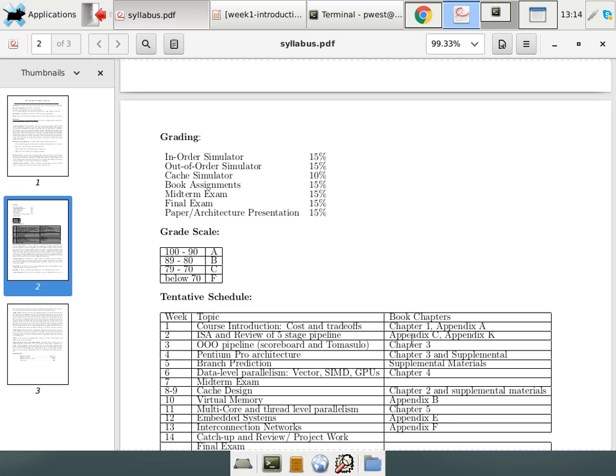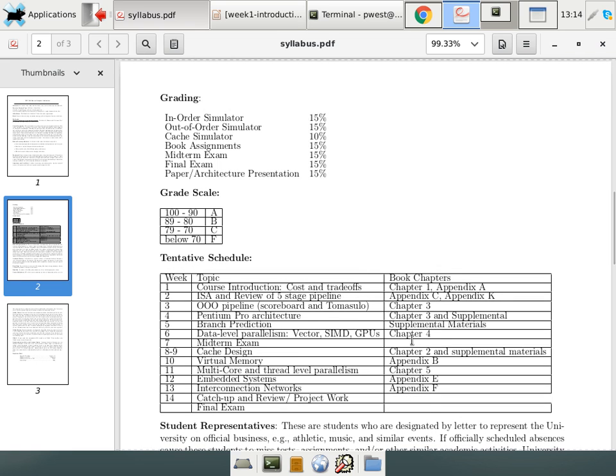There will be some book assignments. I believe there's 5 or 6 of them, and those will be 15%. Midterm and finals 15%, and then your last survey architecture research paper is 15% as well. So yeah, I really wanted to make the cache simulator 15%, but then that didn't add up to 100. It made me sad. Okay, grading scale. This is the standard graduate grading scale. There's no D. Below a 70 is an F.